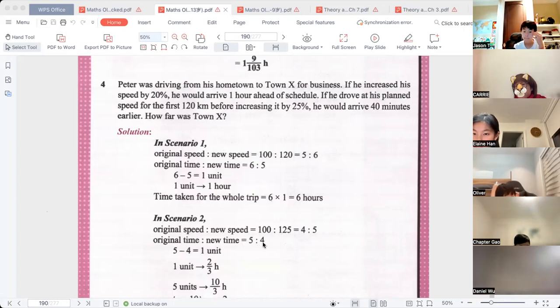Do you understand, everybody? It's always backwards. But you have to remember, okay? This only happens when the distance is the same.